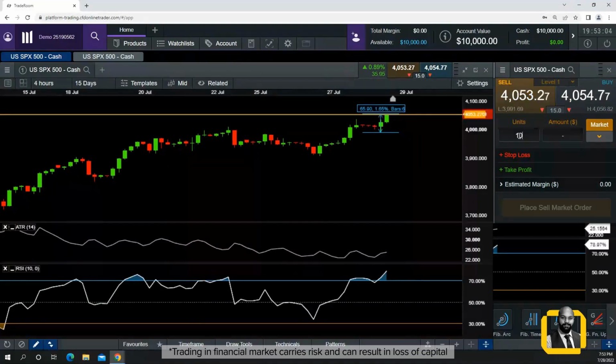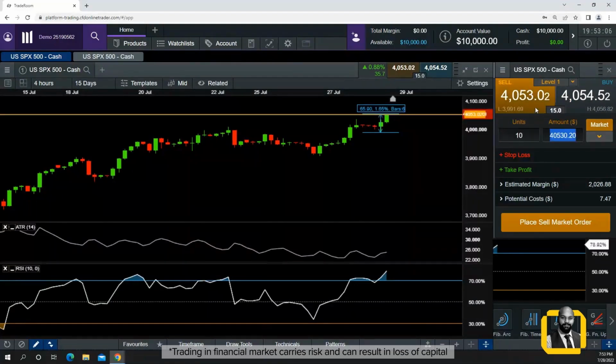Let's say I'm going to take a sell of 10 units, and if the price of SPX drops, meaning right now it is at 4,053, let's say it drops by $50, it comes to 4,000, I will make money. But if the price goes against me, if it goes up, I lose money. Exactly opposite of buying into the market.